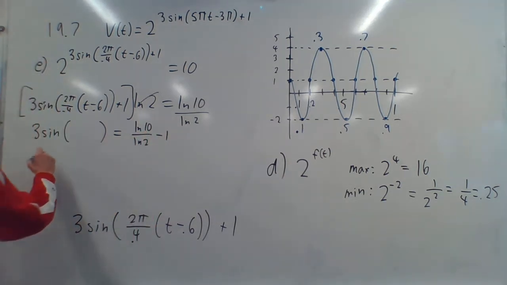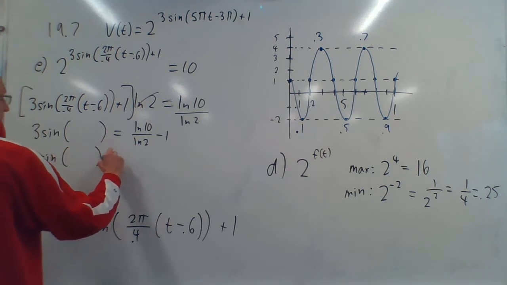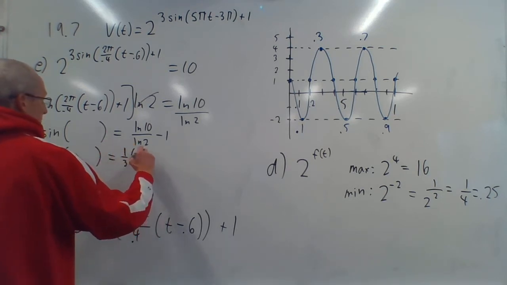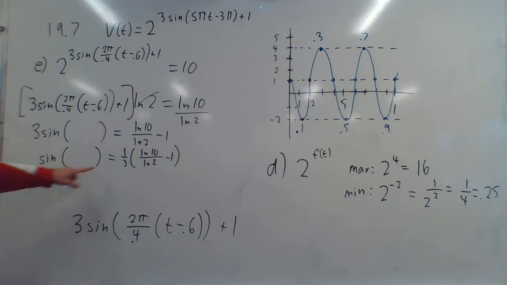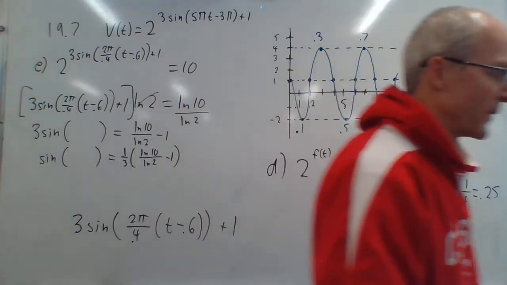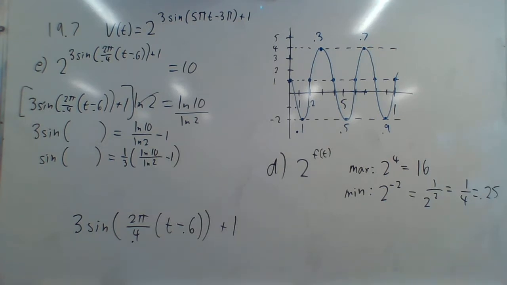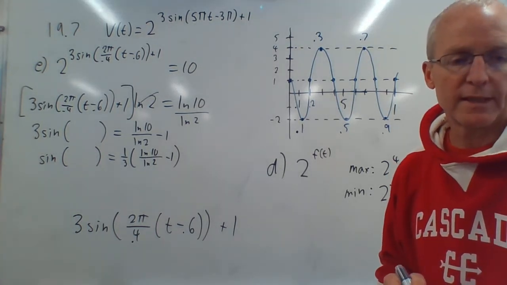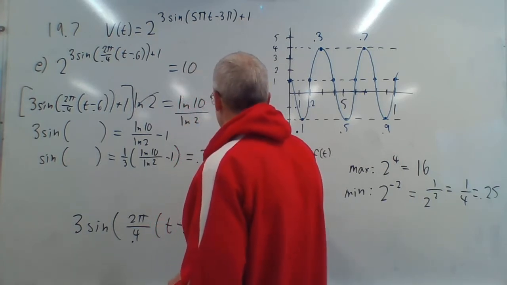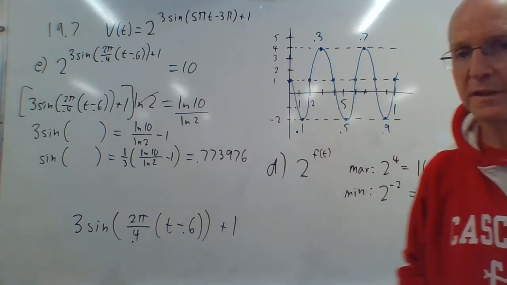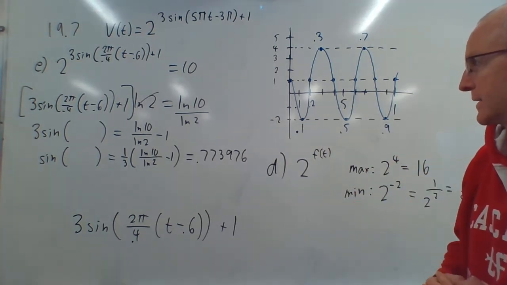Divide both sides by 3, so the sine of all that stuff is equal to 1/3 of all that. 1/3 of ln of 10 over ln of 2 minus 1. All right, just give us a 3 there. So let's get a decimal for that. It's going to be a horrible number. So what is 1/3 of all that stuff? I got 0.773976. I want to keep a lot of decimal places because, you know, kind of amazing to do these things. Okay, that's what the sine of that thing is equal to.